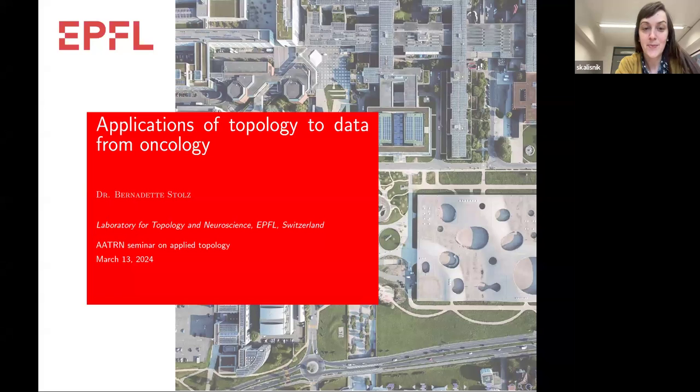The speaker today is Bernadette Stolz, who is currently a postdoc at EPFL in Switzerland, and she's going to talk about applications of topology to data from oncology.